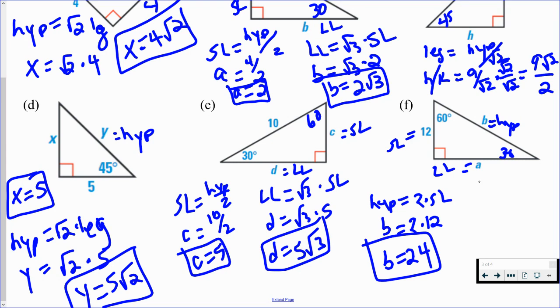Then if we want the long leg, which is A, we know that the long leg equals square root of 3 times the short leg. So long leg is A, that's what we're solving for, square root of 3 times the short leg, which is 12. 12 times square root of 3 is just 12 square roots of 3.